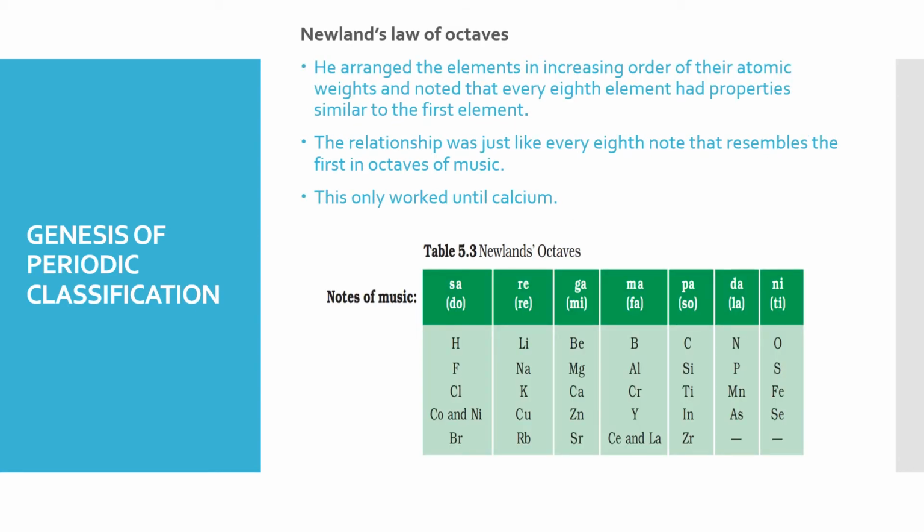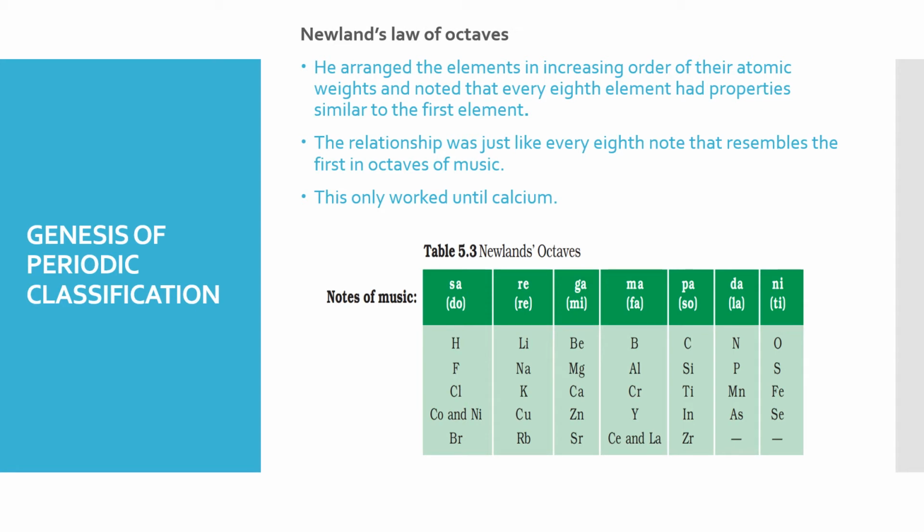Let's go to the next, Newlands' law of octaves. He arranged the elements in increasing order of their atomic weights and noted that every eighth element had properties similar to the first element. So here they're telling that Newlands arranged the elements in increasing order of their atomic weights, and he noted that every eighth element had the same properties as the first element. The relation was just like every eighth note that resembles the first in octaves of music. So every eighth element resembled the first element.